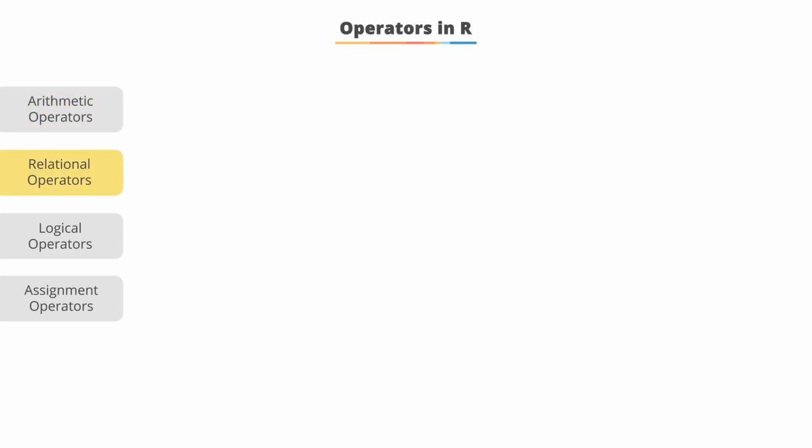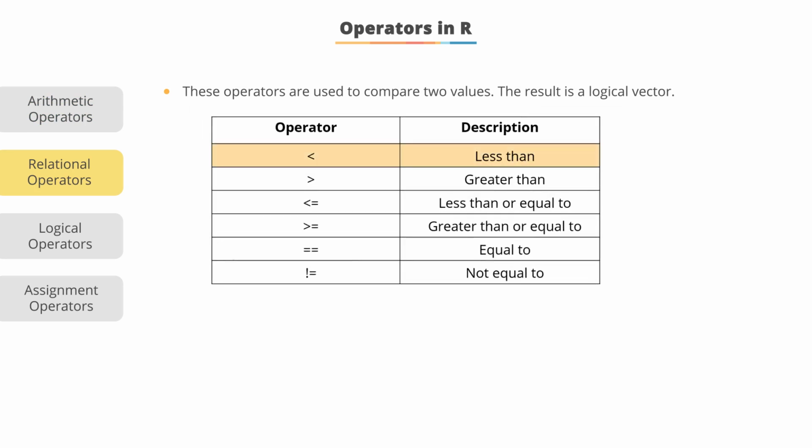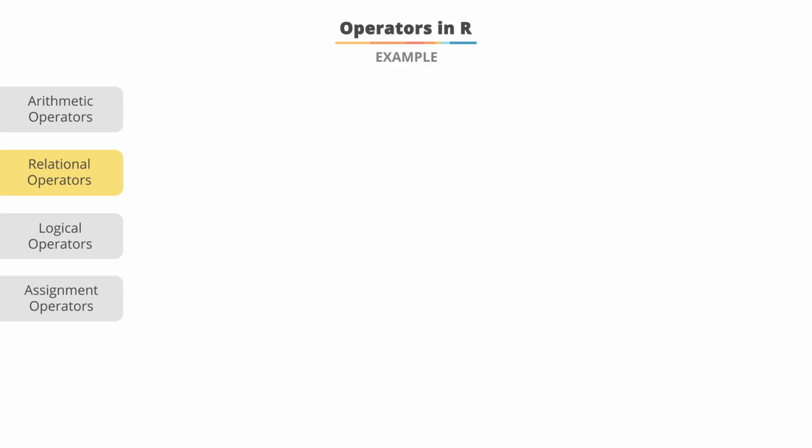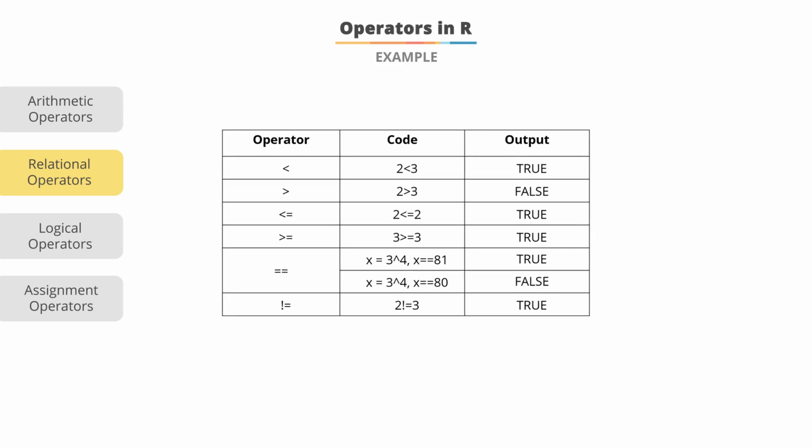Now, relational operators are used to compare two values, and this will return a logical vector. This includes things like less than and greater than, less than or equal to, greater than or equal to, and not equal to. It's important to note that we can assign a value in R with an equal sign, but a double equal sign is a validation check, or the value of an element is equal to its defined value. So what does this look like example-wise?